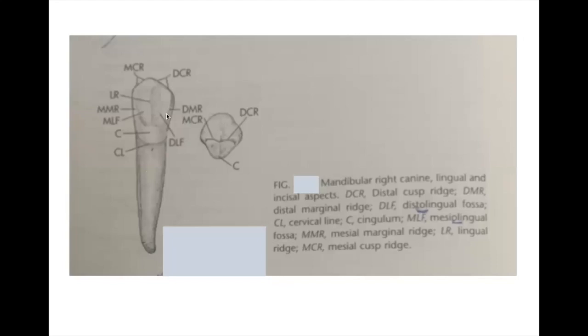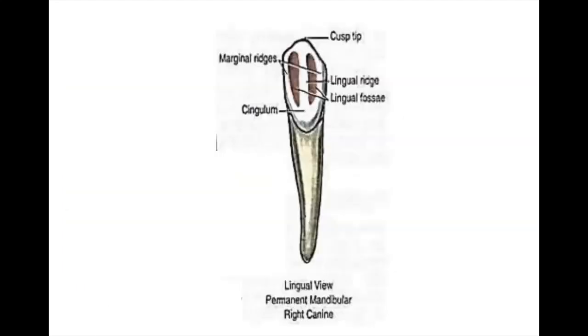So in this slide, you can see your distolingual fossa, mesiolingual fossa, lingual ridge, distal marginal ridge, mesial marginal ridge, distal cusp ridge, mesial cusp ridge. And this is your cingulum, and this is your cervical line. So this is another picture from the lingual aspect. This is a picture of permanent mandibular right canine. And you can see the cusp tip, marginal ridges, lingual ridge, lingual fossa. There are two lingual fossa, as I've told you, and then cingulum.